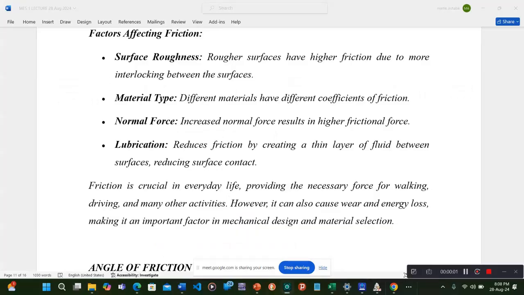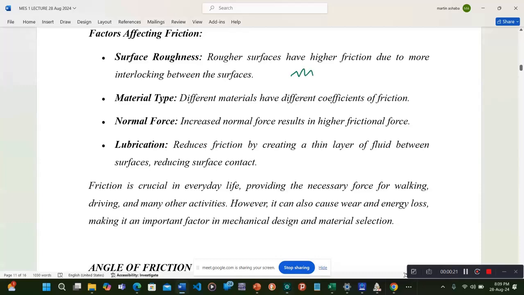Let's look at factors affecting friction. One is surface roughness. Surface roughness tells us that rougher surfaces have higher friction due to more interlocking between surfaces.